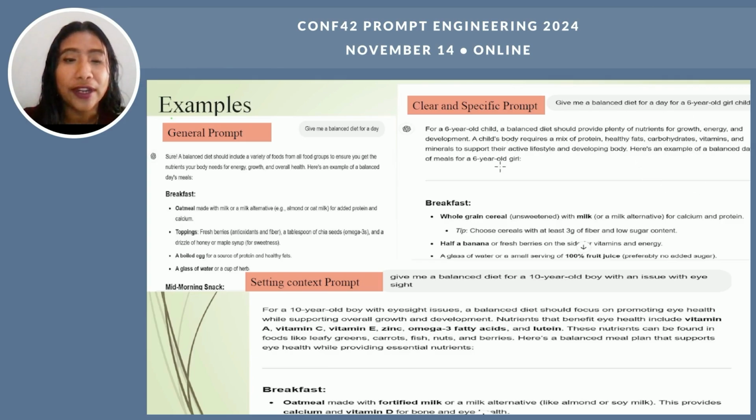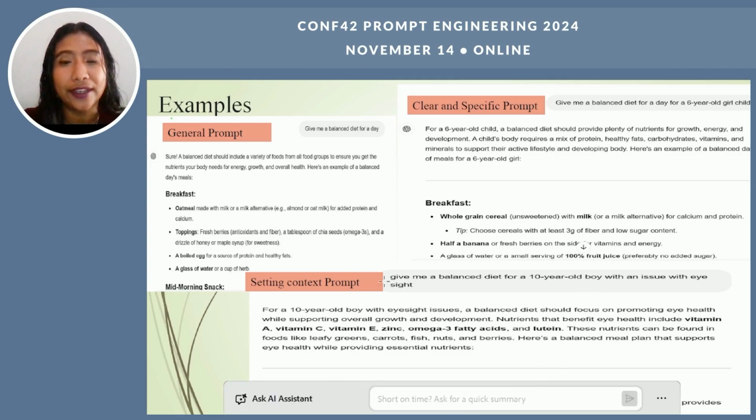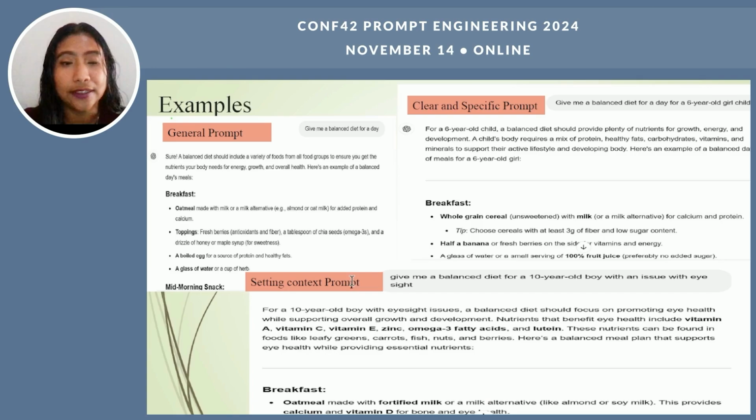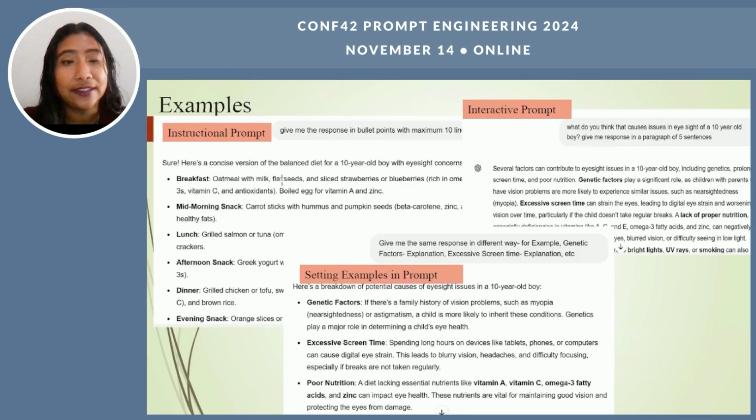Let us give more context also. For example, give me a balanced diet for a 10-year-old boy with an issue in eyesight. An eyesight issue can be linked with nutritional deficiencies also. The AI model has taken the eyesight issue as context and is considering a 10-year-old boy. And after calculating all the details from the internet, it is giving a response specific to the context which we need.